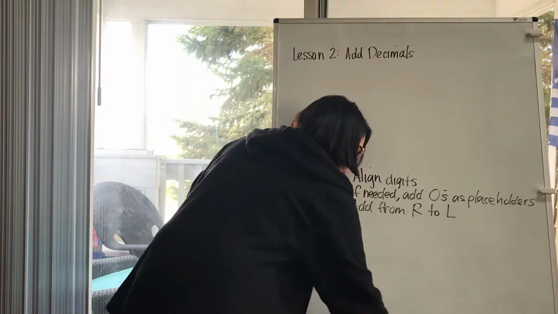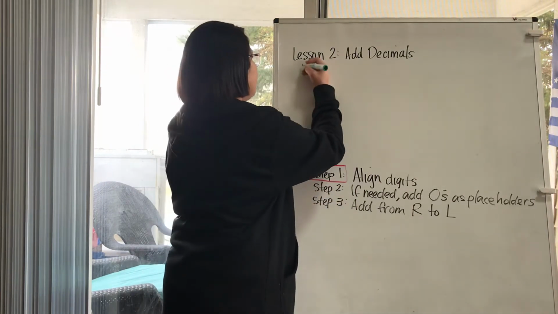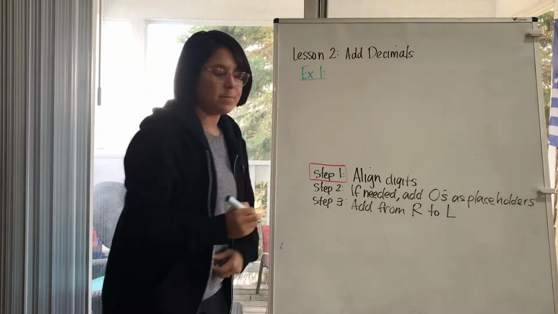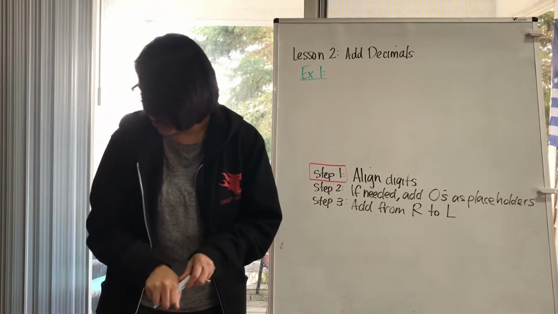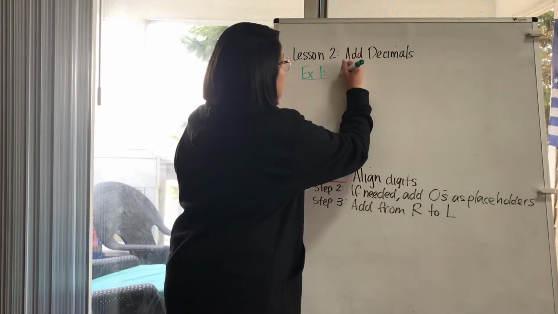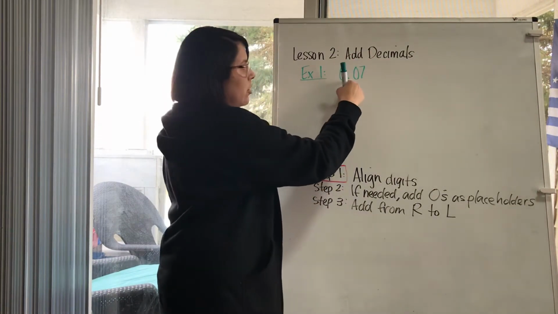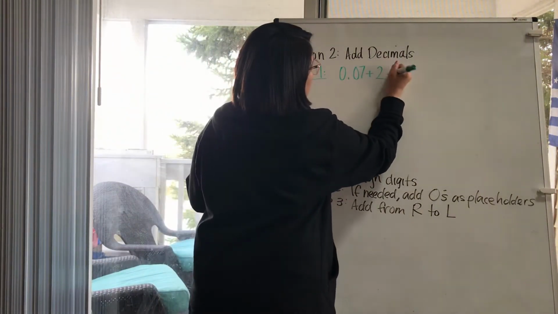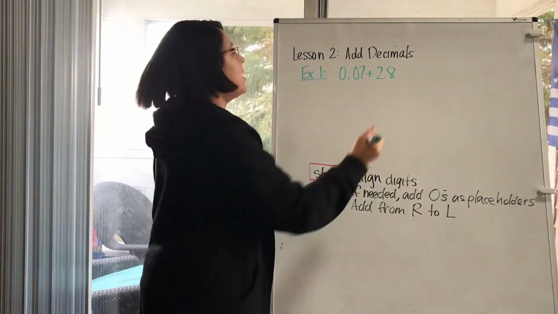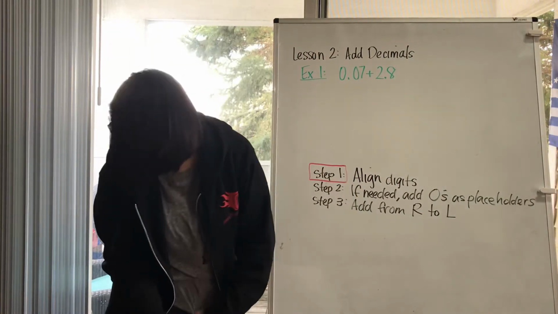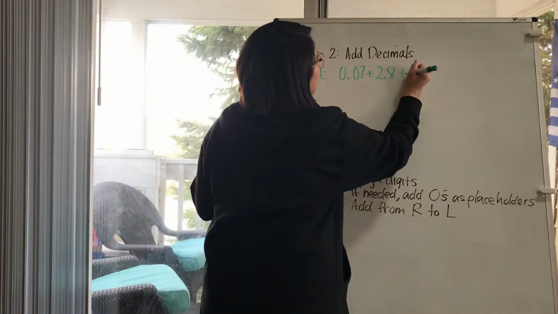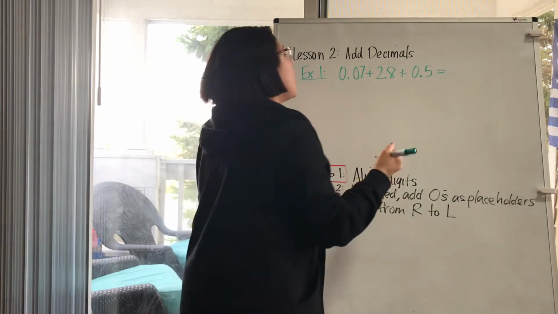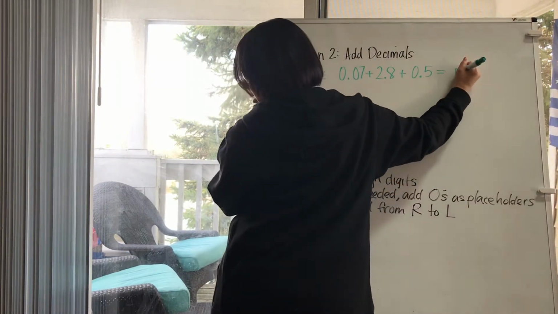All right. So let's do example 1. It's 0.07, 0 and 7/100, plus 2.8, 2 and 8/10, plus 0.5, which is 0 and 5/10, equals N.